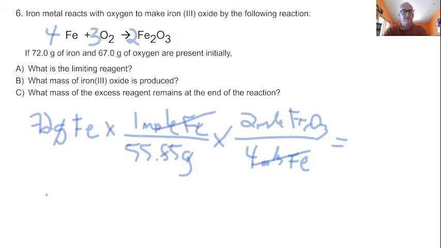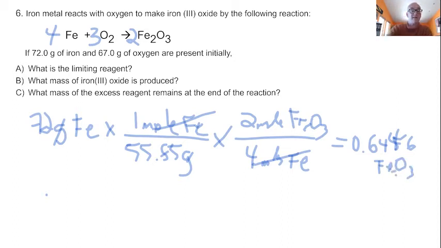So it's just 72 divided by 55.85 times 2 divided by 4. 0.64458. 0.644. Okay. Moles of iron oxide.